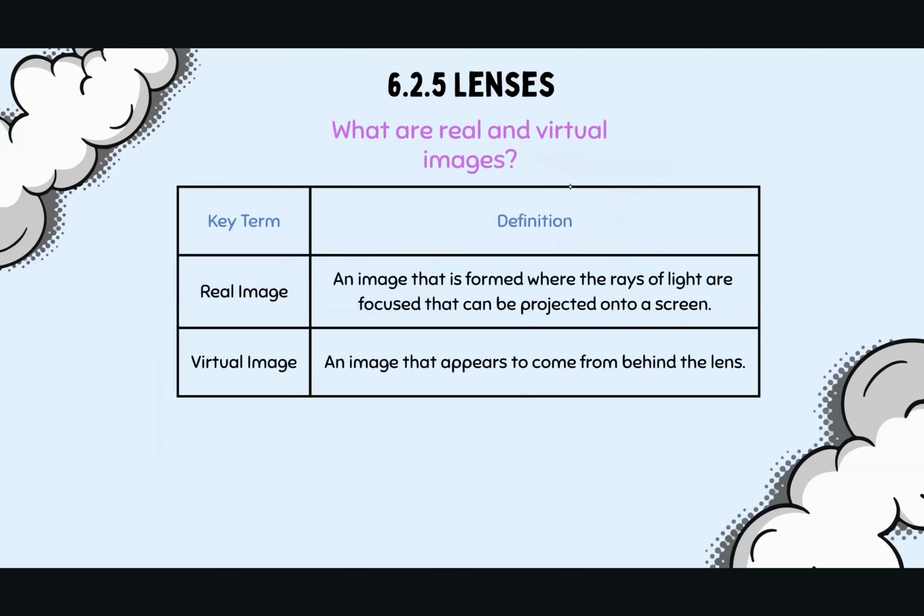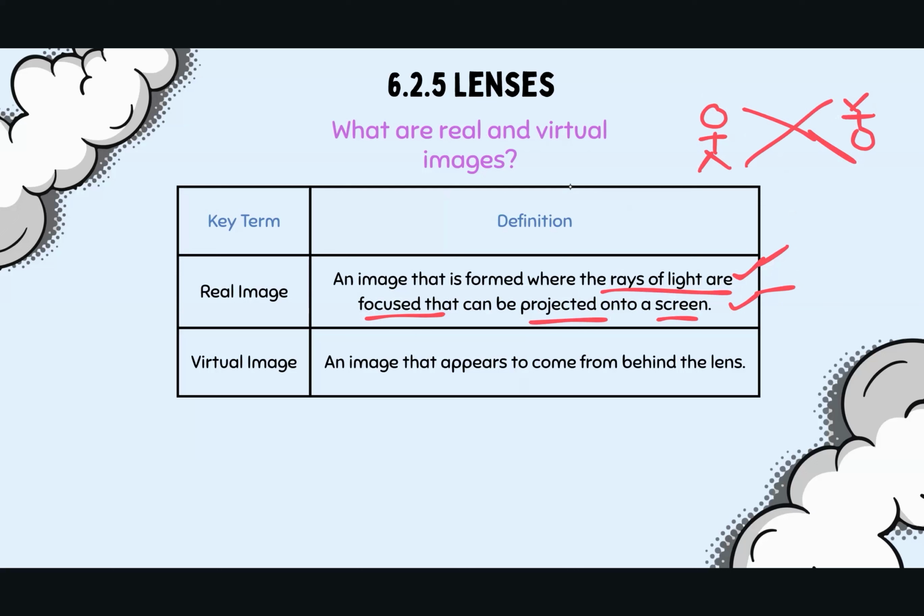Now, how do we know it's a real image? The light rays come together. So here the rays of light are focused that can be projected onto a screen. They can always be seen on a screen. So these 2 points are mentioned here. And they're always inverted. So what you see initially is upside down.